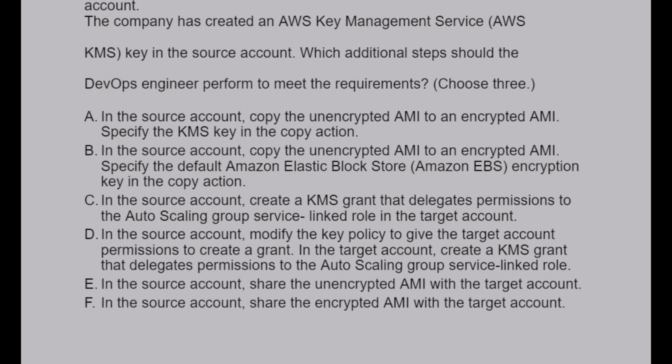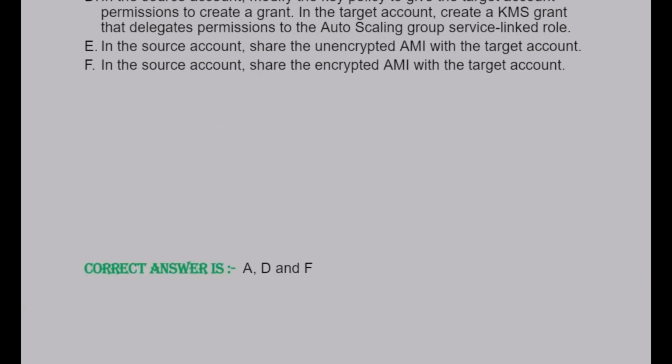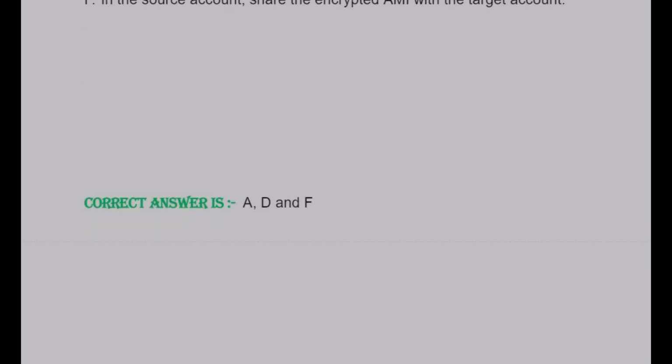Option E. In the source account, share the unencrypted AMI with the target account. Option F. In the source account, share the encrypted AMI with the target account. Correct answer is option A, D, and option F.